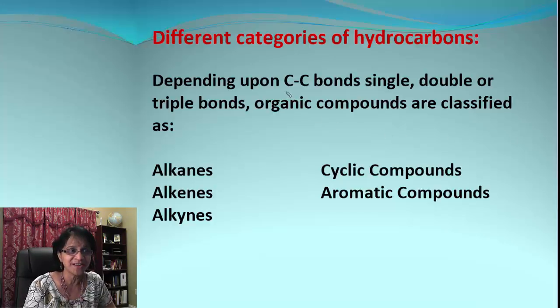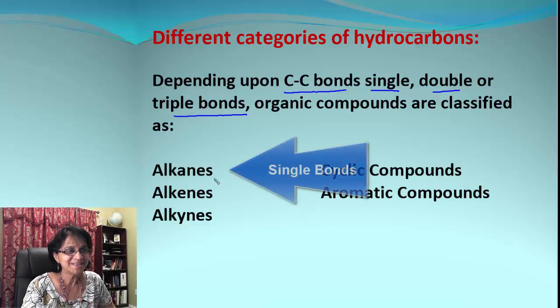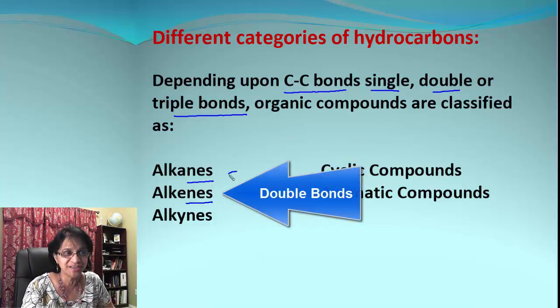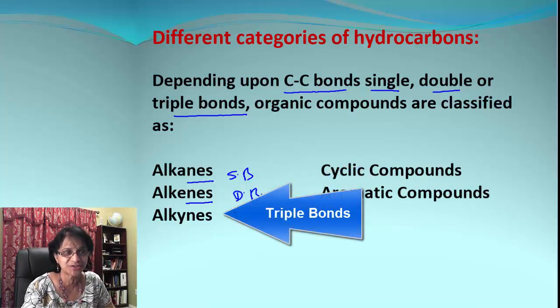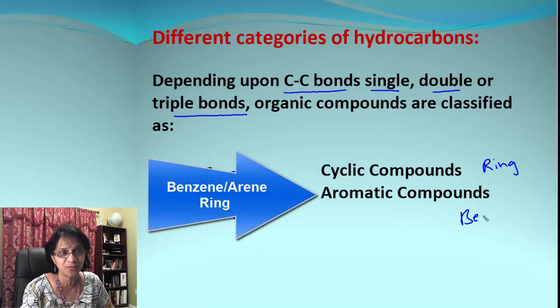So, based upon the type of carbon-carbon bond, we classify the compounds in different categories. We can have a single bond, double bond, or triple bond. Also the compounds could be chain or ring type. So we got alkanes, which is all single bonds, alkenes, which is double bond. Then we got alkynes, which is triple bond. We got cyclic compounds, which are ring form, and we got aromatic compounds which have benzene ring.